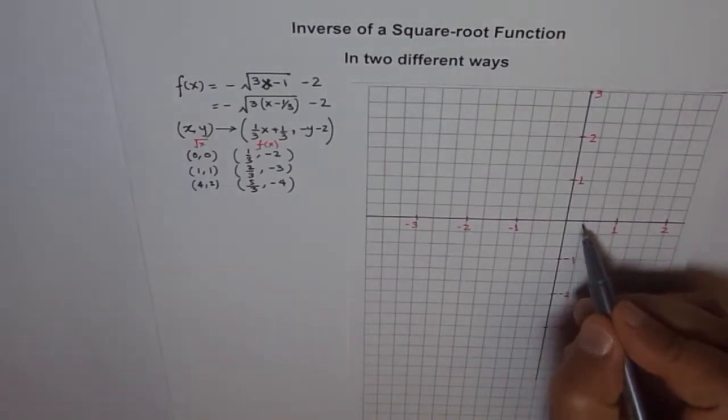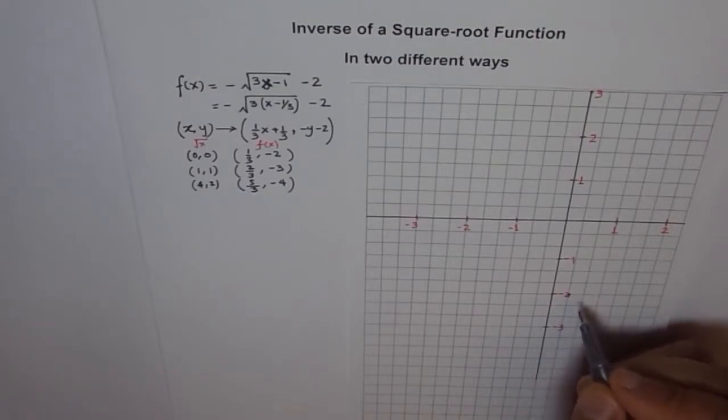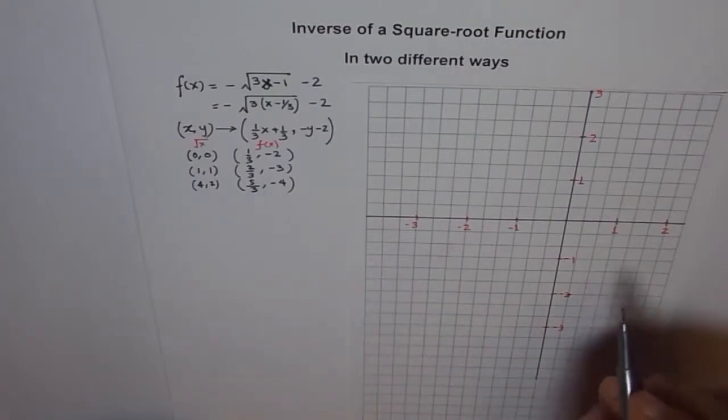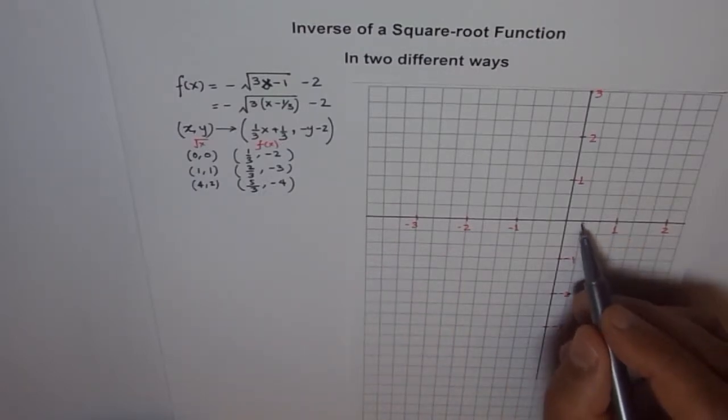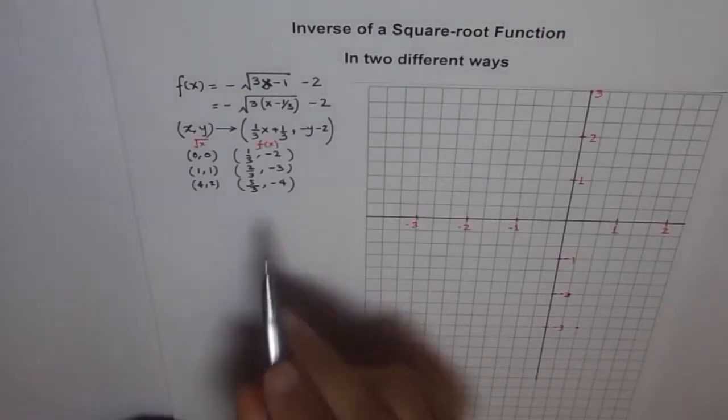So that is 1 over 3, and minus 2 is here. So 1 over 3, minus 2 comes here, right? And then we have 2 over 3, minus 3. So 2 over 3, this is 1 over 3, this is 2 over 3. 2 over 3, minus 3 is here, right? And then we have 5 over 3, minus 4.